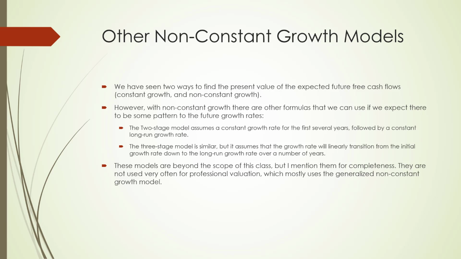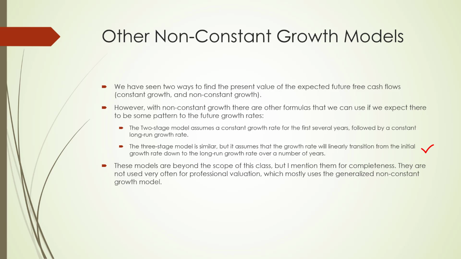So for example, there's a two-stage model. This assumes that the stock is growing at usually a high rate now that it cannot sustain forever. And eventually, it will drop down to some long-run sustainable growth rate. So there are two phases or two stages of growth, and there's a formula to handle that. We're not concerned about what that formula is. I just want you to be aware that it exists.